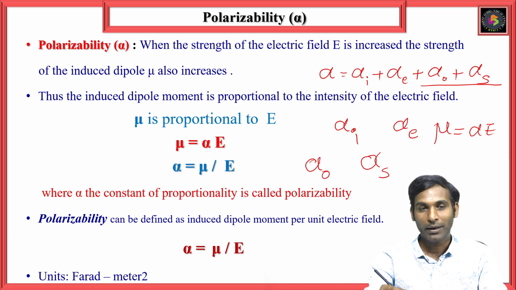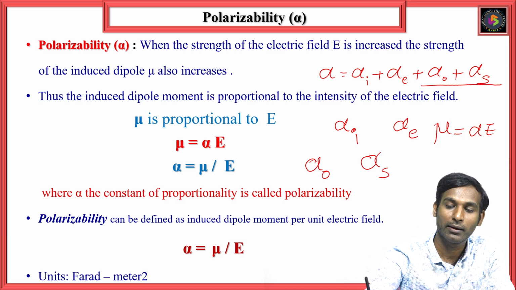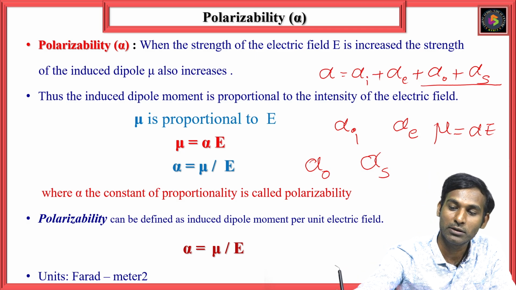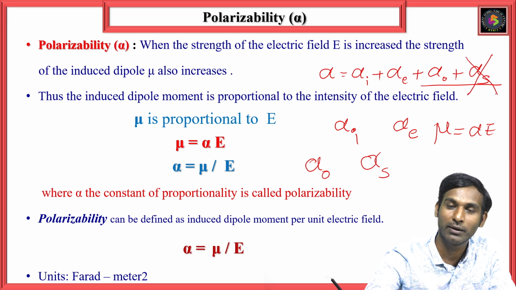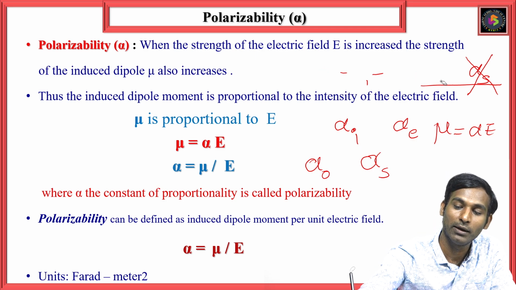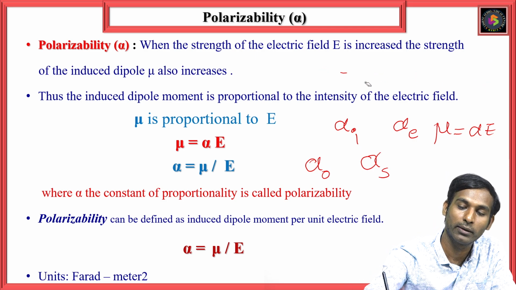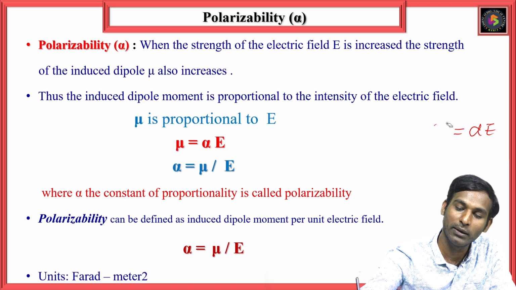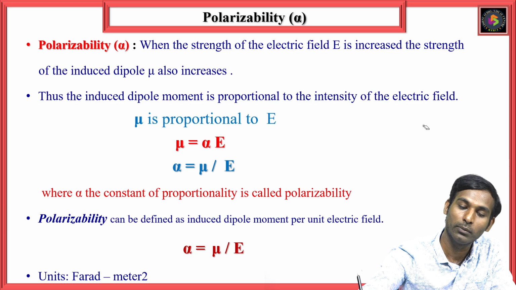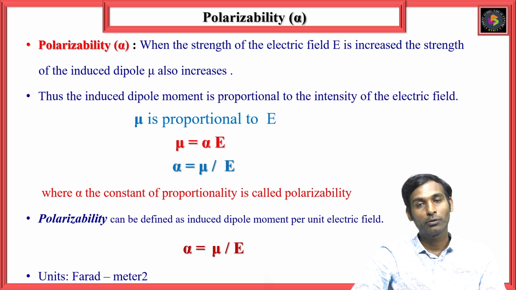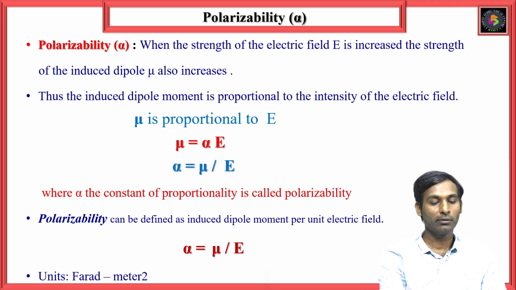Compared to the ionic, electronic and orientation polarizability, space charge polarization can be neglected. We can discuss the types of polarization in the next class. This is the important equation for polarizability in the dielectric material. Polarizability means induced dipole moment per unit electric field. Its unit is Farad meter square.